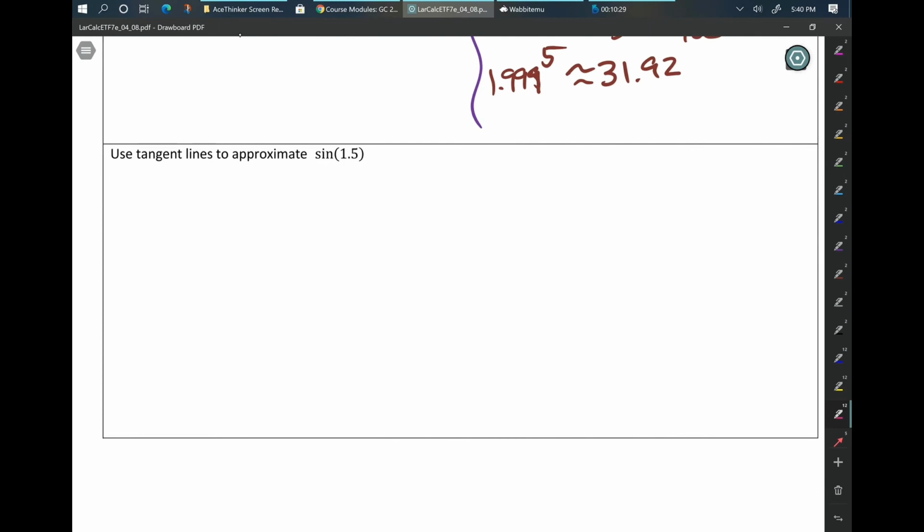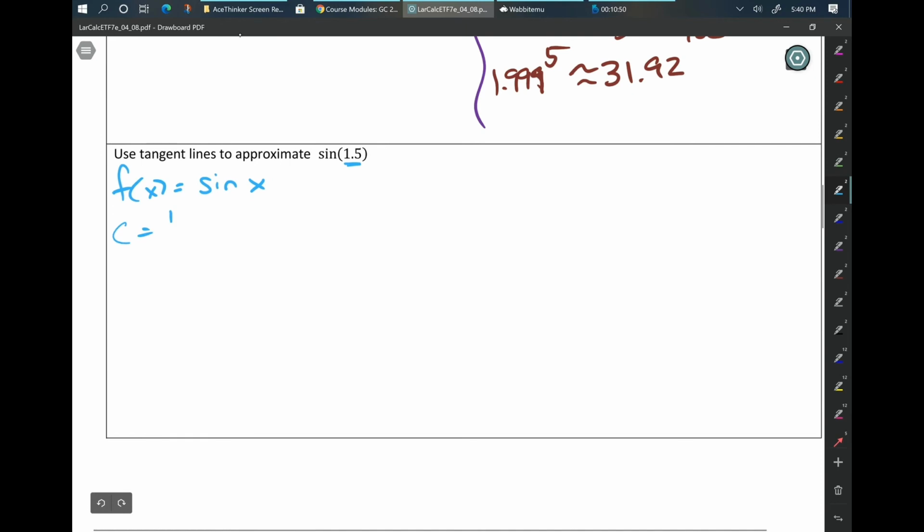I know what my function is. My function is f of x equal to the sine of x. I know my ugly number is 1.5, but what's a nice number that's close to 1.5 that plays well with sine? Well, I want to say pi over 2. Because pi is about 3, and 3 divided by 2 is about 1.5, so I think pi over 2 would work well with this. So I've got my nice number.